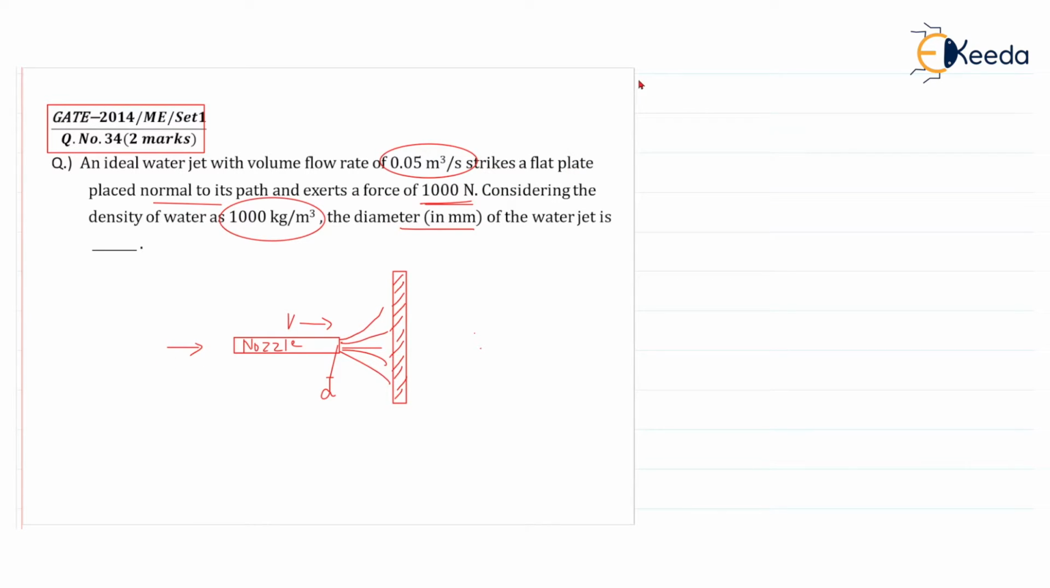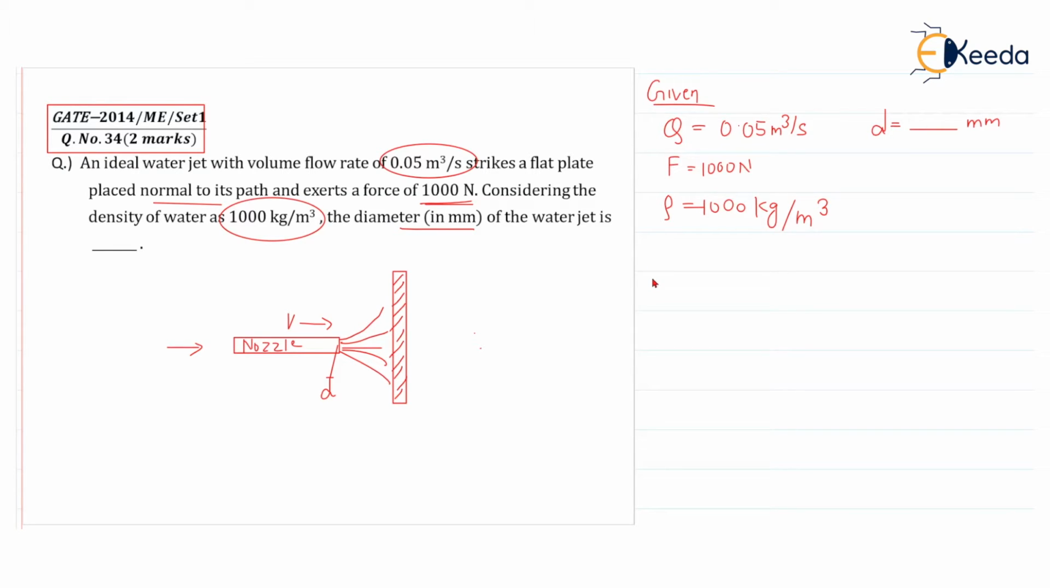Given data: an ideal water jet with volume flow rate Q is equal to 0.05 meter cube per second, and exerts a force of 1000 Newton. Force is given as 1000 Newton. Density is 1000 kg per meter cube. The question is to find the diameter in mm of the water jet.